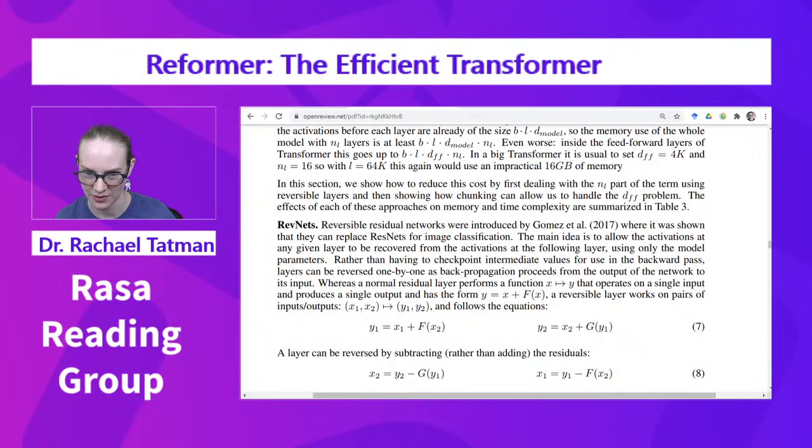The main idea is to allow the activations at any given layer to be recovered from the activations of the following layer using only the model parameters. Rather than having to checkpoint intermediate values for use in the backward pass, layers can be reversed one by one as backpropagation proceeds from the output of the network to its input. Whereas a normal residual layer performs the function x to y that operates on a single input and produces a single output that has the form y equals x plus f of x, a reversible layer works on pairs of inputs and outputs.